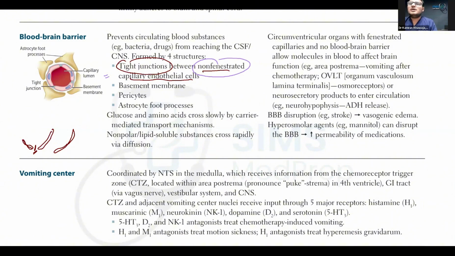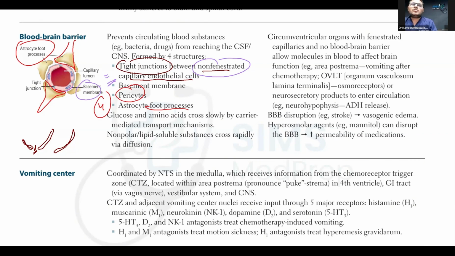Very important. Next, the blood-brain barrier is made by the basement membrane. You see that this is the basement membrane. Next structure, third, is pericytes. These are cells surrounding this area. These are the pericytes. Next, very important, is the astrocyte foot process. You see that this is the astrocyte, and these astrocyte foot processes are the fourth structure making the blood-brain barrier.